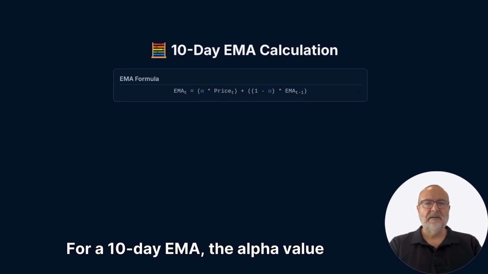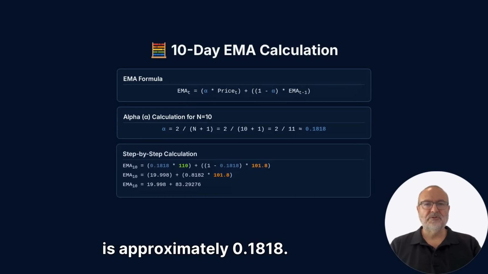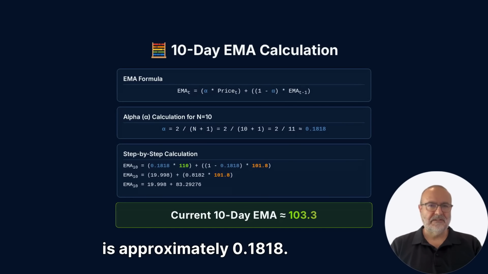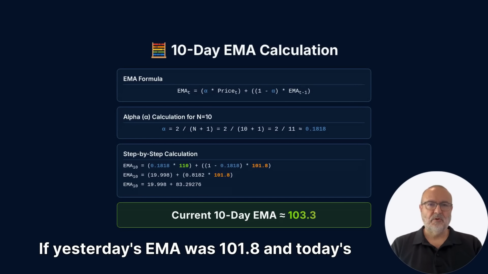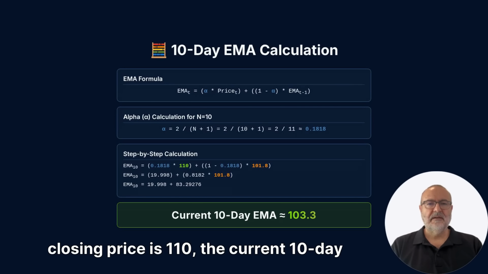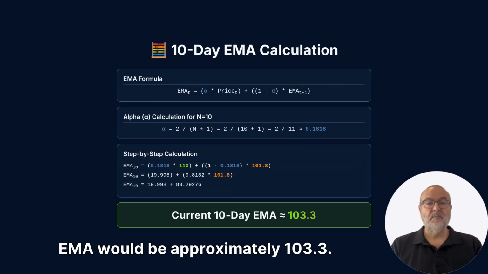For a 10-day EMA, the alpha value is approximately 0.1818. If yesterday's EMA was 101.8 and today's closing price is 110, the current 10-day EMA would be approximately 103.3.